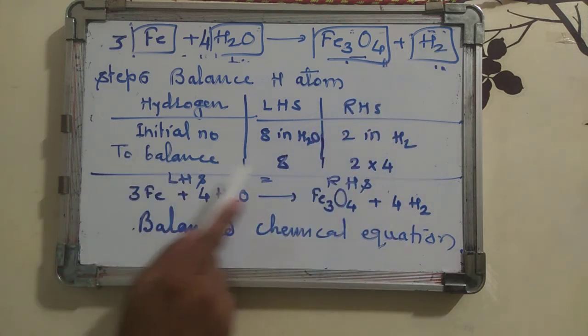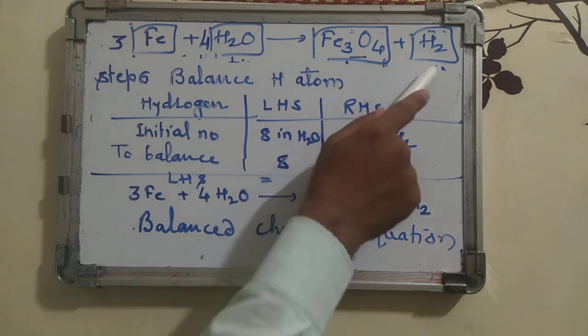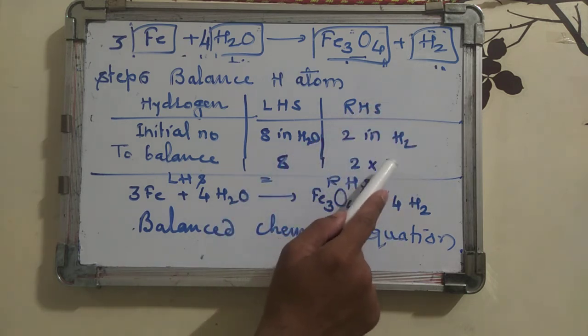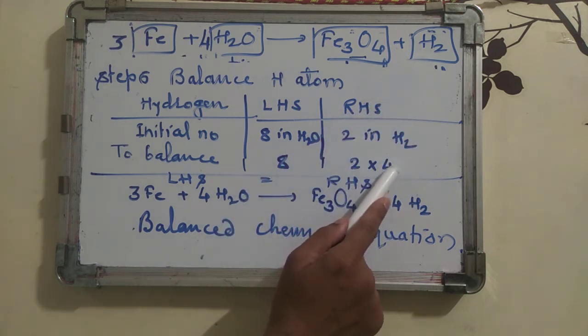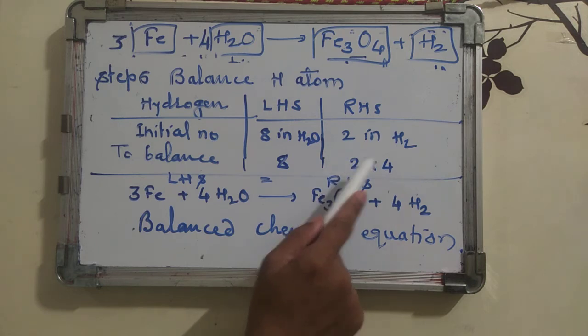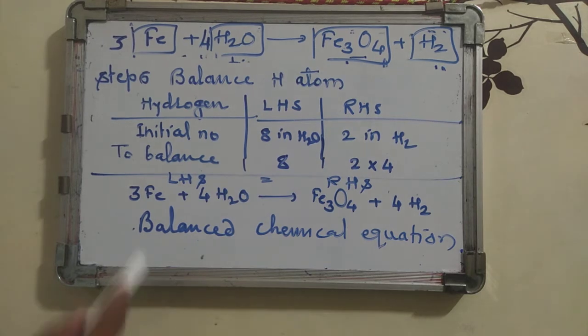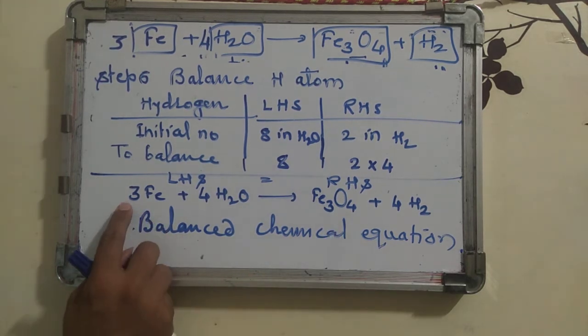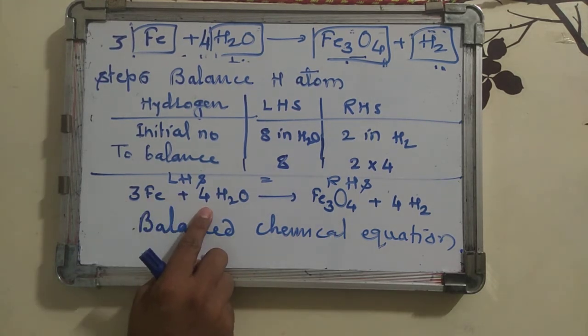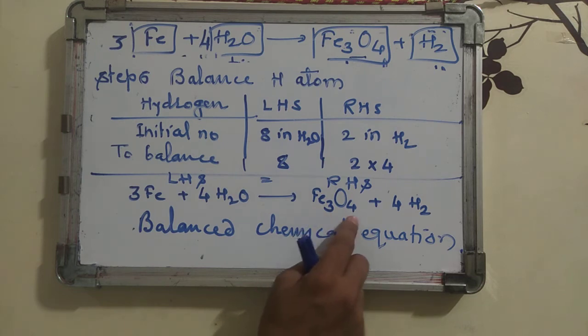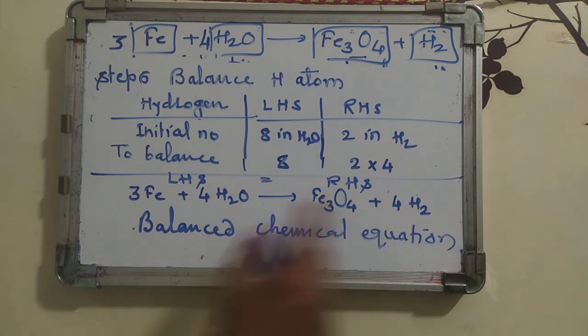So to balance, we have to match this 8 on this side. So we have to multiply this 2 by a coefficient of 4. Write this coefficient 4 in front of hydrogen, and then we will find the balanced reaction. Now you see 3Fe plus 4H2O is equal to Fe3O4 plus 4H2. Now this reaction is balanced.